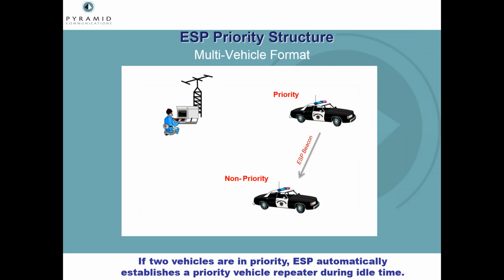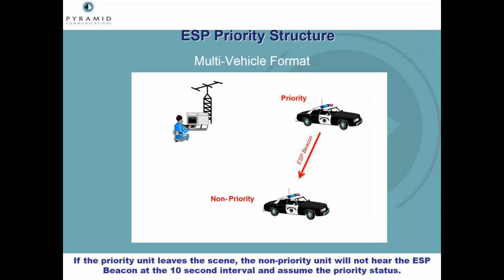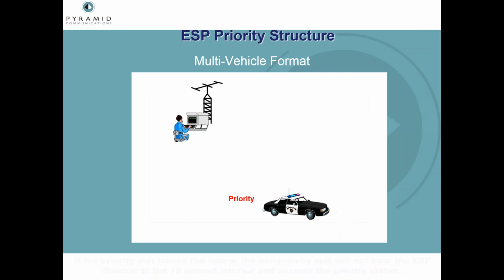and it also resolves if no priority unit is on the scene, because maybe the priority unit drove away. If the non-priority unit doesn't hear the beacon of another unit on the scene, it will assume priority automatically when it stops hearing that 10-second beacon. So the absence of the 10-second beacon will actually bring it back into priority as well. Okay, and then remember, the last unit on the scene is the priority, and that priority unit is going to be the unit that handles all the traffic in both directions.